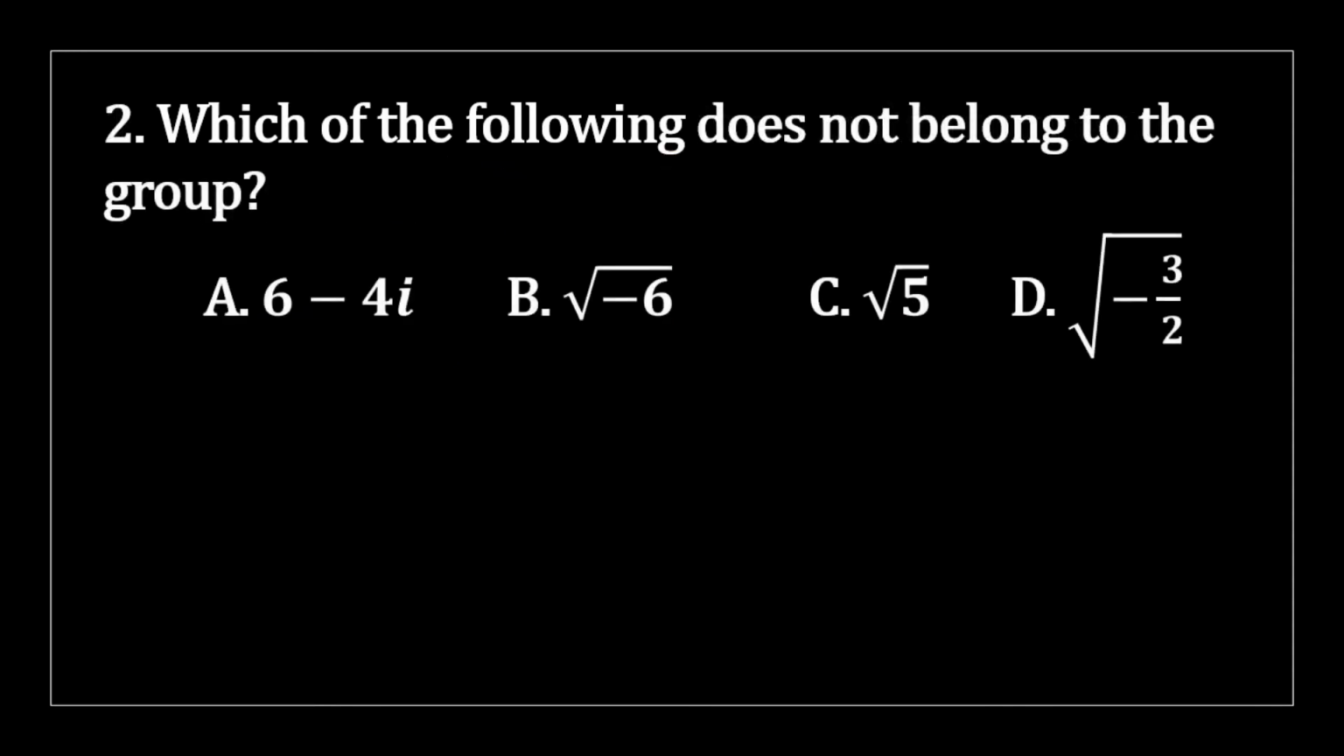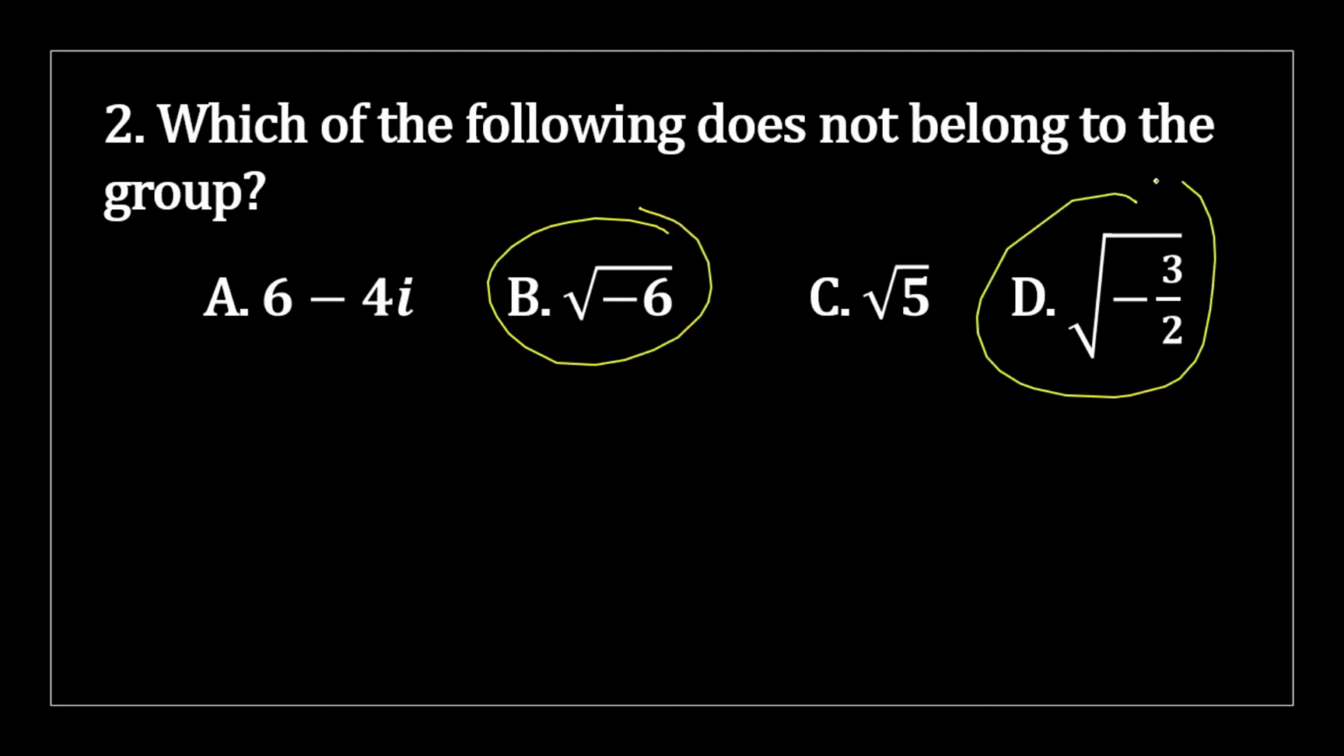For number 2, which of the following does not belong to the group? At first glance, you can see that B and D have a negative number inside the root sign. We can say that this negative number makes them irrational numbers. On letter A, there's a combination of a whole number and there's a letter i. This letter i is equal to the square root of negative 1. Also an irrational number. But because we have 6 here, we can consider this as a complex number.